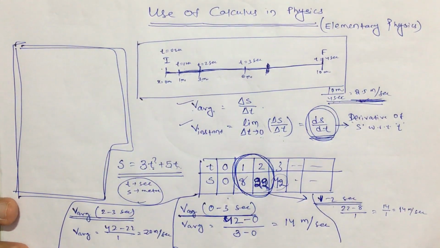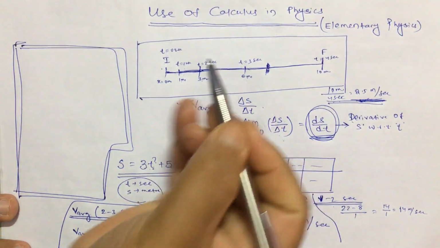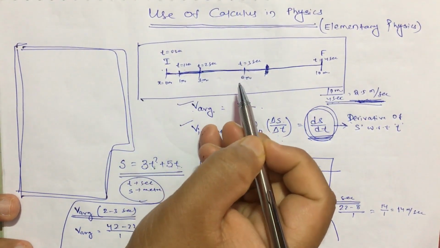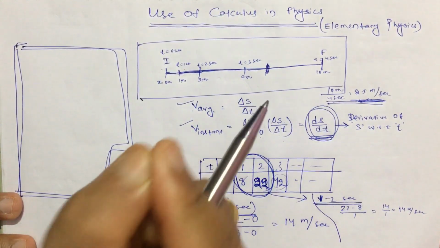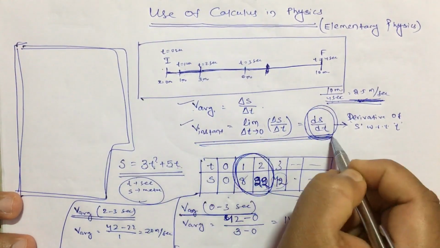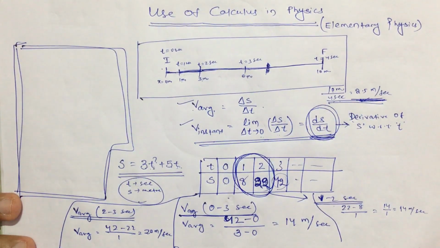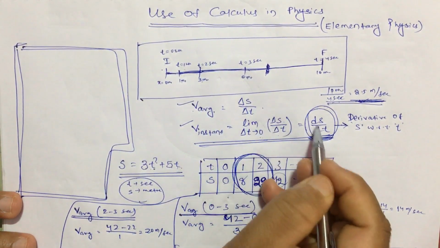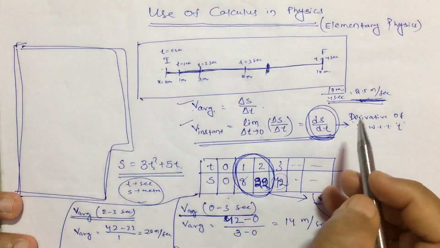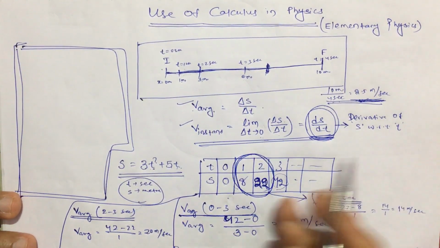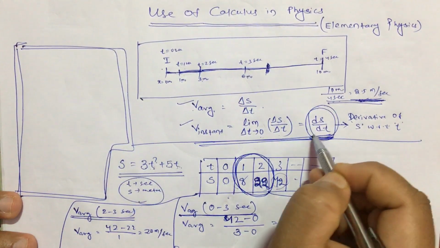But if someone asks me for instantaneous speed, let's say the speed at exactly 2.5 second. What was the speed at 2.5 second? What is the speed at 3 second? Exactly at a particular instant. Then you can use this formula. This we have learned in the last class: limit delta t tends to 0, delta s by delta t, or I can write it as ds by dt, which I can read as the derivative of s with respect to t.